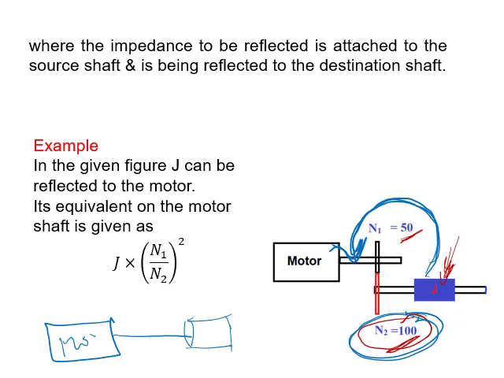In this case, we are going to multiply the inertia J by (N1 over N2) squared, which is the destination over the source. Again, destination means the gear the inertia is going to, and source means the location, or the gear where the inertia is connected.